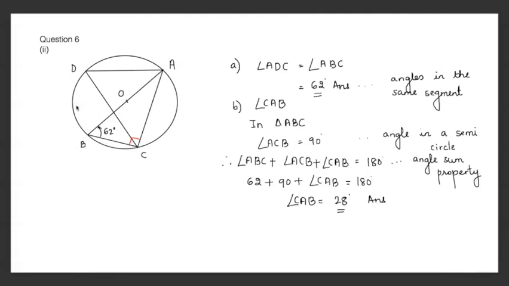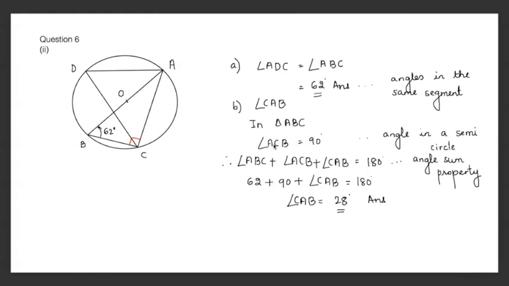Now, the first thing that they've asked here is angle ADC. So this is angle ADC here. It is subtended by chord AC at the circumference, and the same chord is making ABC, that's 62. So using angles in the same segment property, we get the first answer as 62.